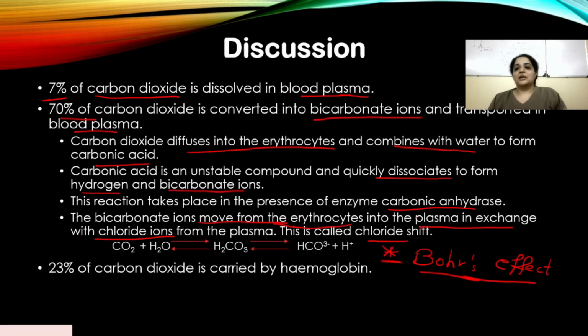Also this chloride shift is also called Hamburger's phenomenon, not the eating McDonald's hamburger. This is a scientist who discovered this chloride shift. Hamburger's phenomenon is another name for it. And 23% of carbon dioxide is carried by hemoglobin, carbaminohemoglobin. So the right answer was bicarbonate ions.